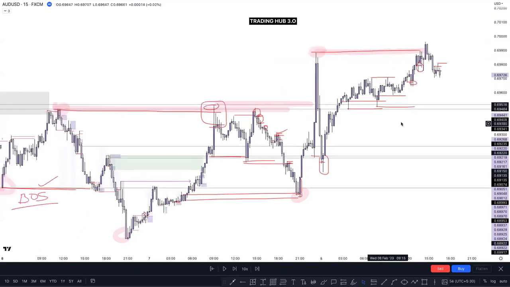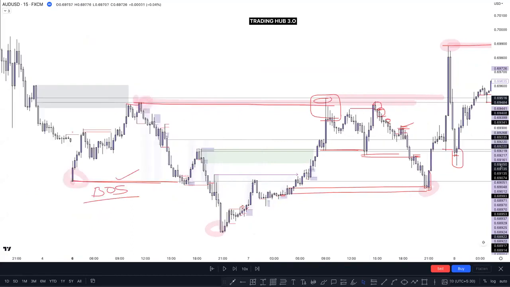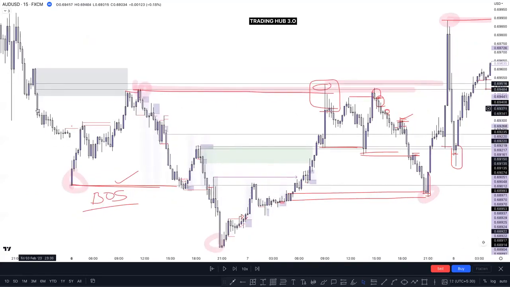So if there is any question related to this one, you can ask me here. I will shout out, because once I upload on Discord, a lot of people ask me why this move happened here and why you marked this one, and I'm not able to answer your question. So you can ask me here.